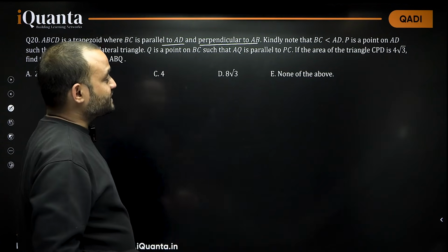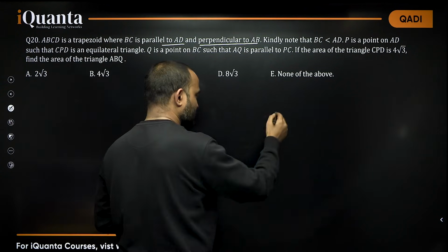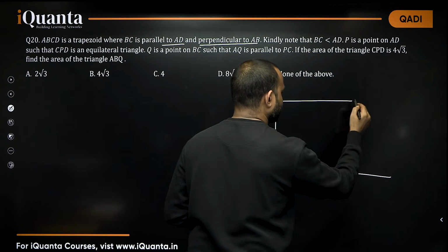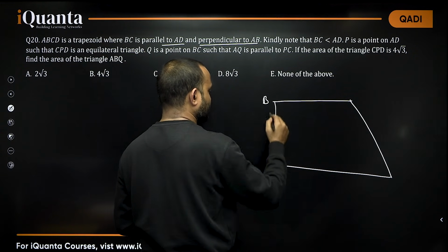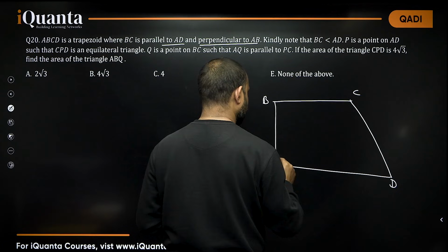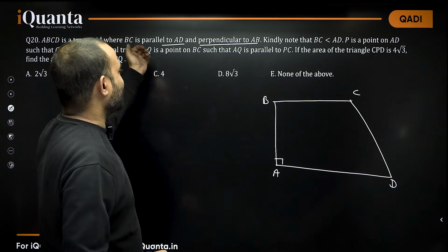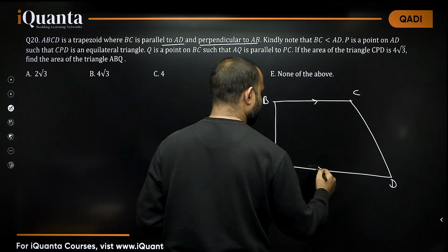ABCD is a trapezoid where BC is parallel to AD and perpendicular to AB. Kindly note that BC is less than AD. So first let's draw this interesting trapezoid. We have a situation like this, right? This is B, this is A, this is D, and this is C. AB is perpendicular, BC is parallel to AD and perpendicular to AB. So these two lines are parallel.